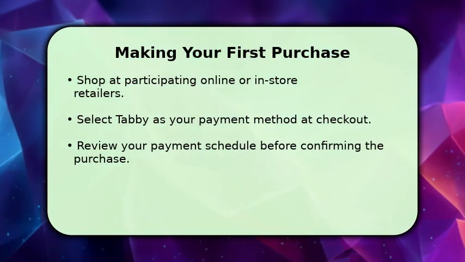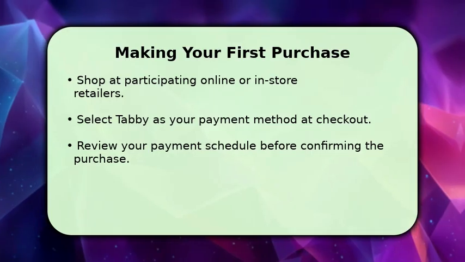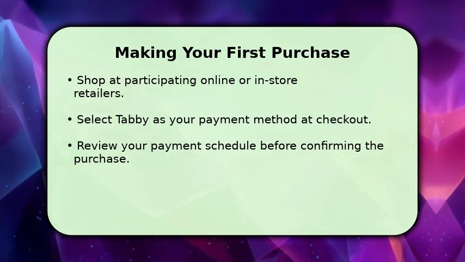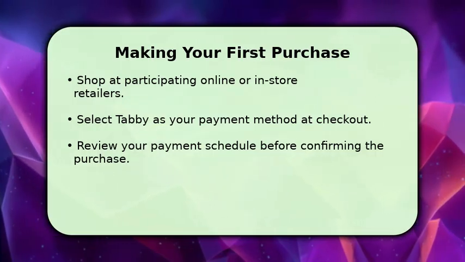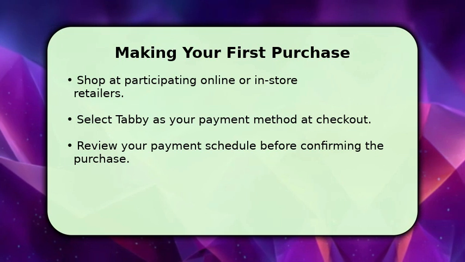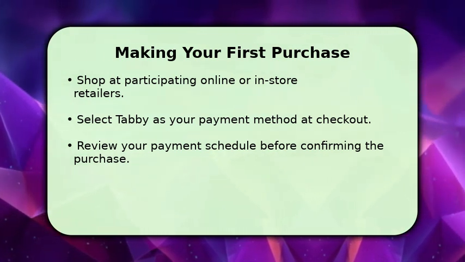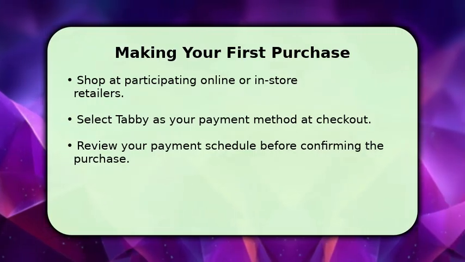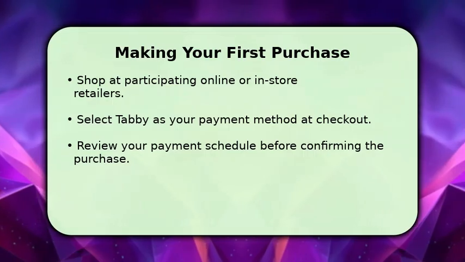To make your first purchase, simply shop at any participating online or in-store retailer. When you reach checkout, select Tabby as your preferred payment method. Before confirming, carefully review your personalized payment schedule to understand the installment amounts and due dates. Always ensure you have sufficient funds available for the first installment, which is typically due immediately.